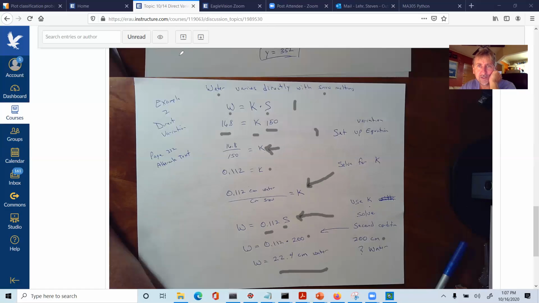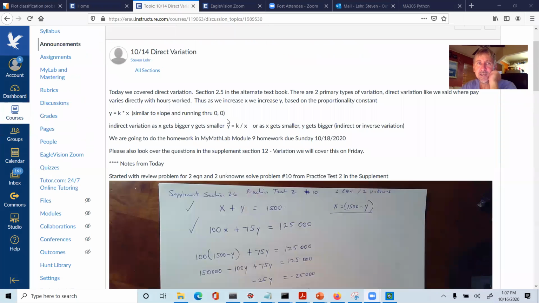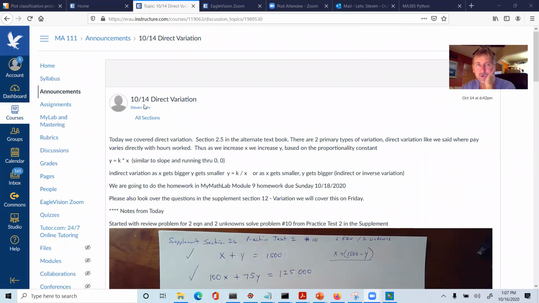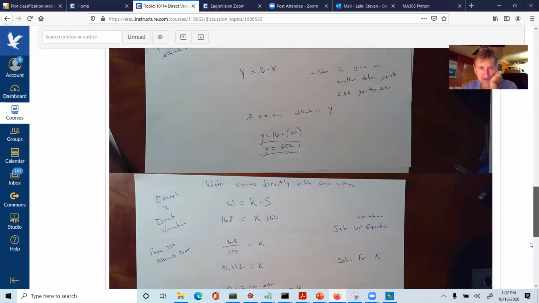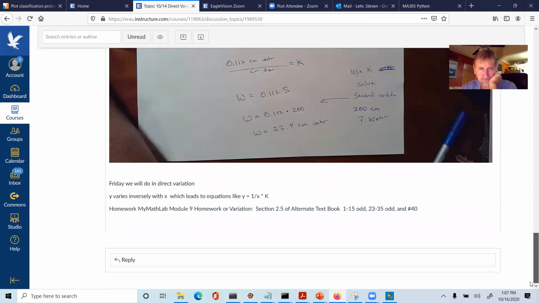Okay, clear. And we did that last time. That was in the announcements for 10/14, which was Wednesday's class. We went over those 3 problems. And I was just mentioning that if you did not happen to have My Math Lab, here's where these problems are. Go into section 2.5 of the alternate textbook and do problems 1 through 15 odd, 23 through 35 odd, and number 40.